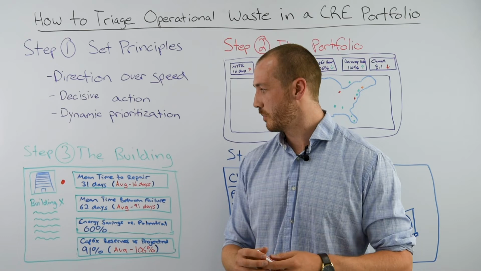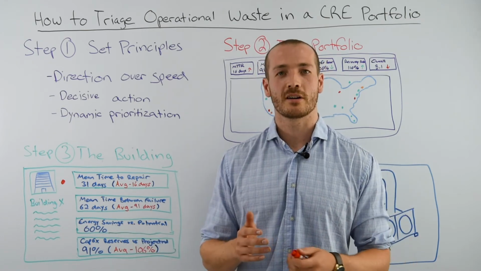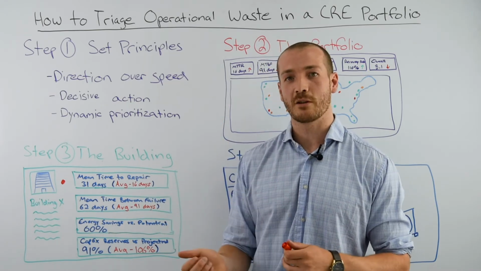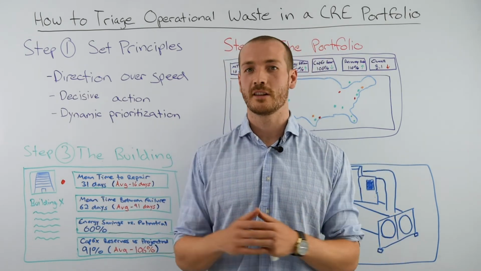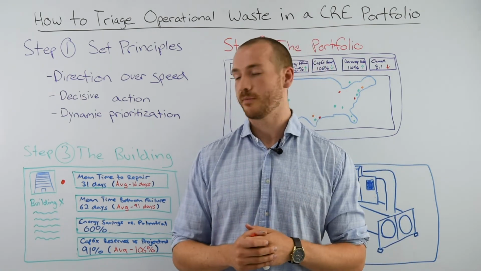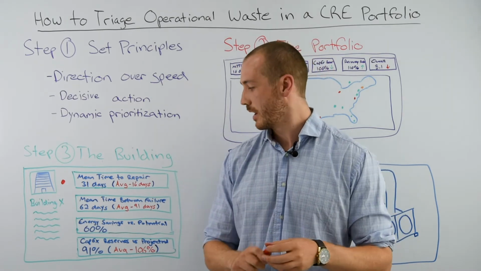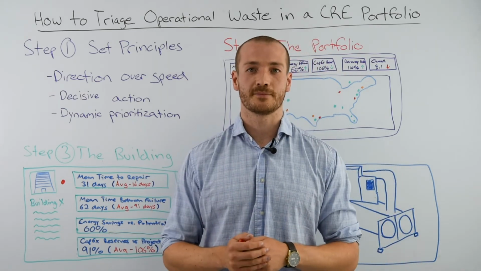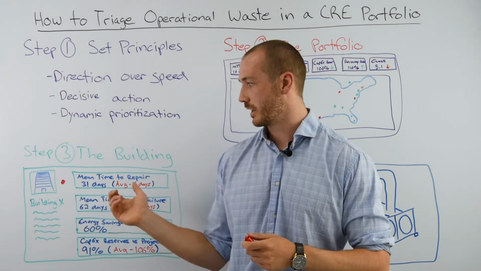Now, in this example building, it looks like the energy savings are about on par with the portfolio average, but the maintenance metrics are well below. The mean time to repair is 31 days, almost double the portfolio average. The mean time between failure of equipment is 62 days, well below the 91-day average for the portfolio. And the CapEx reserves are actually under what is projected in the data. So obviously, there's some waste in the maintenance processes in this building.